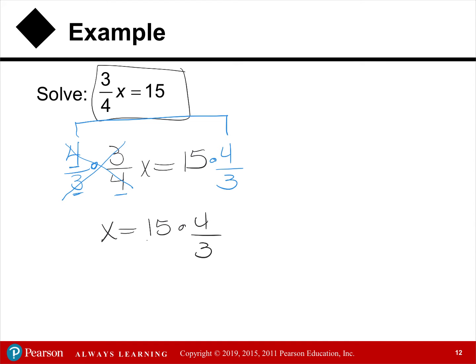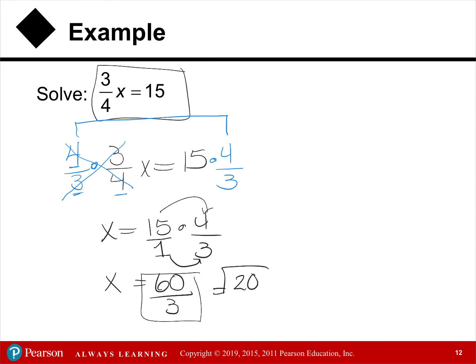If you feel better to make this a fraction by putting it over top of 1, you can. Then remember that when we multiply fractions, we just go straight across. So 15 times 4 is 60, 3 times 1 is 3. Then you always want to make sure, can I reduce this number? And I can. 60, I can actually divide by 3 evenly, so I get 20. So 20 is my answer.